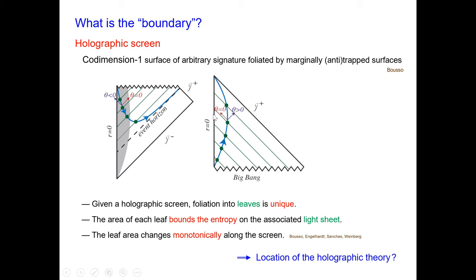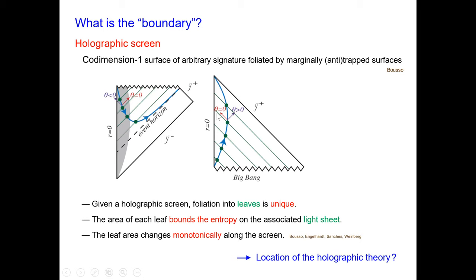And at some point, the area is maximized, namely the expansion goes to zero. I use theta to denote expansion. That's essentially the first derivative of the area. So the area increases, and then the area change goes to zero, and then becomes negative. At that point for each null surface, the point where theta becomes zero is called a leaf. And that gives an equal-time surface at the boundary.